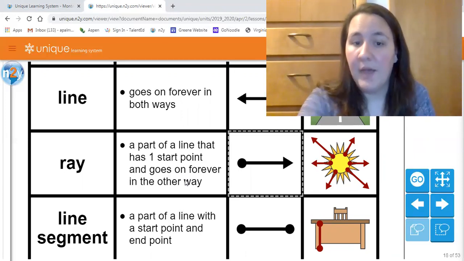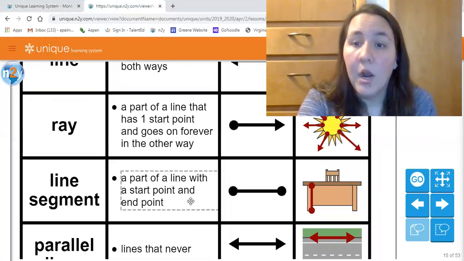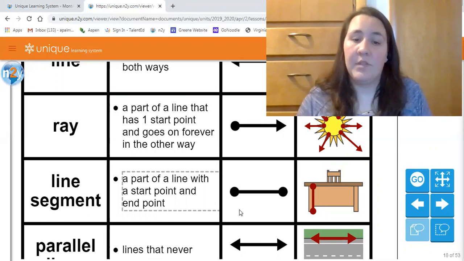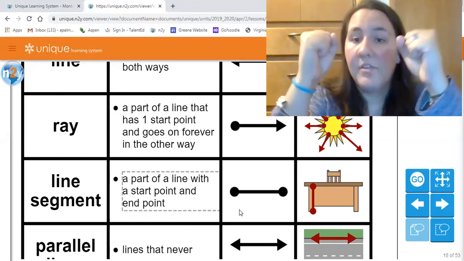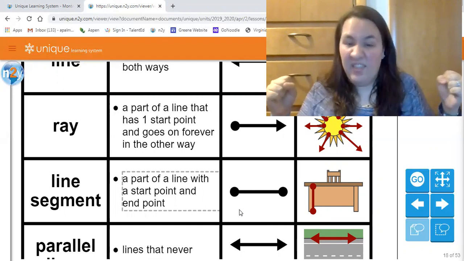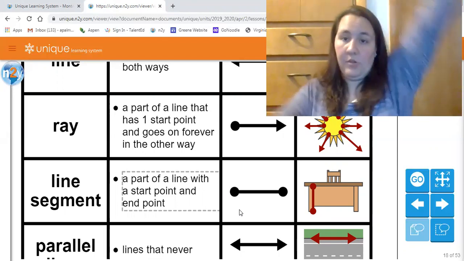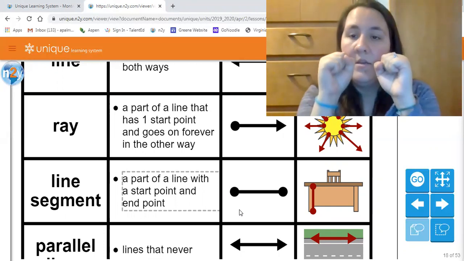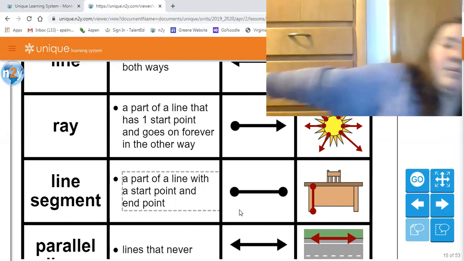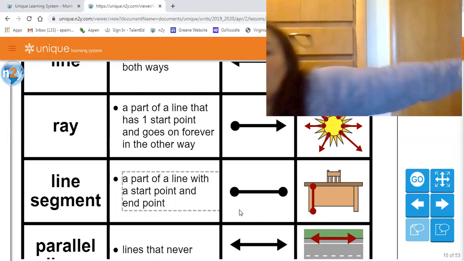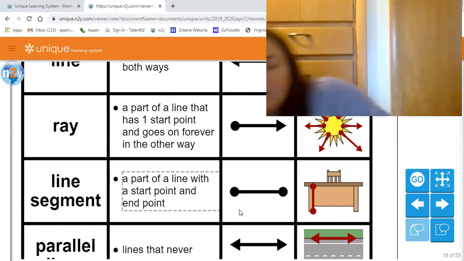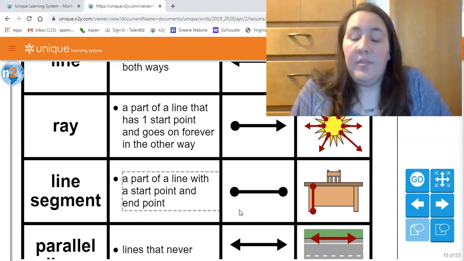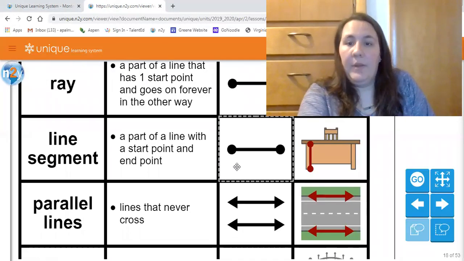The next one we're going to talk about is a line segment, and that's a part of a line. And the reason it's a part of a line is because it has endpoints on both sides. So both of your hands will be fists to make points, and the same thing as a ray, it can go in any direction. Your hands can be up, down, to the side, but both of them have to be points, okay? Because this is only a part of a line. It does not go on forever and ever. It ends, and it has points, okay? Point, line segment.